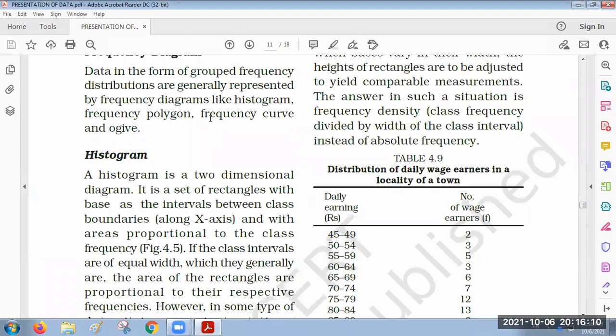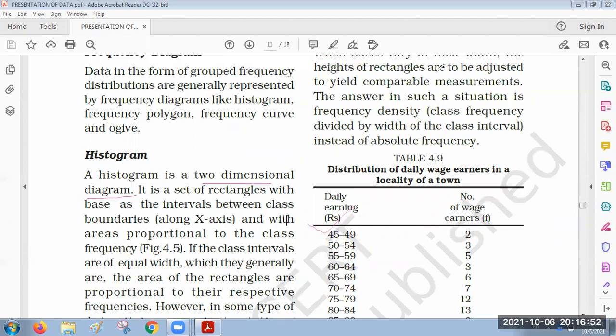These are two-dimensional diagrams. Two-dimensional means on the x-axis one dimension is taken, and on the y-axis another dimension is shown. See, daily earnings on one axis and number of earners on another axis. In the previous chapter we saw uni-dimensional and bi-dimensional frequency tables. Similarly, here also the histogram is a two-dimensional diagram. On the x-axis one variable we show, on the y-axis another variable we show.